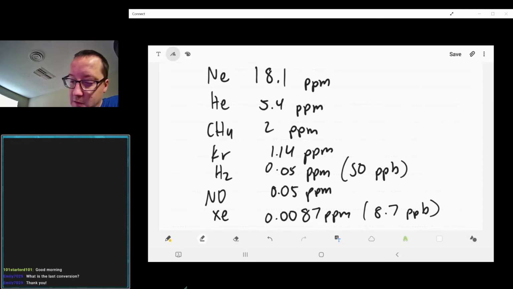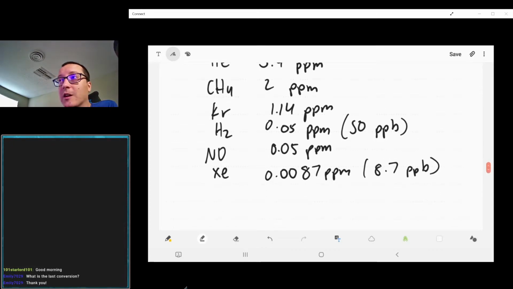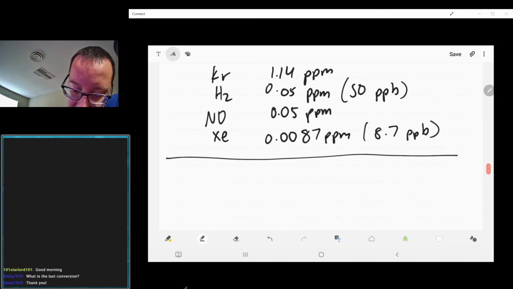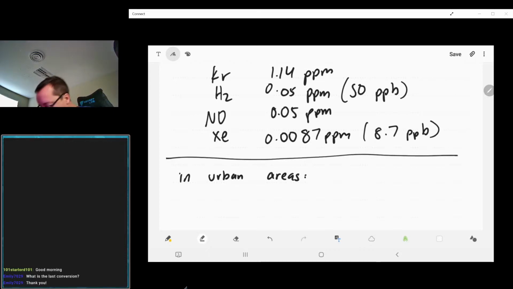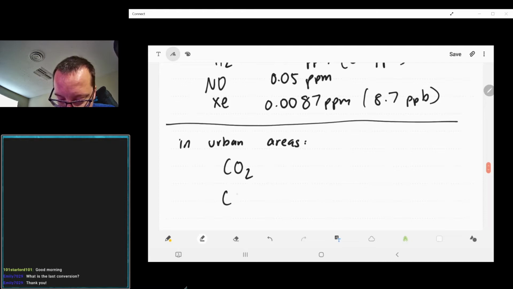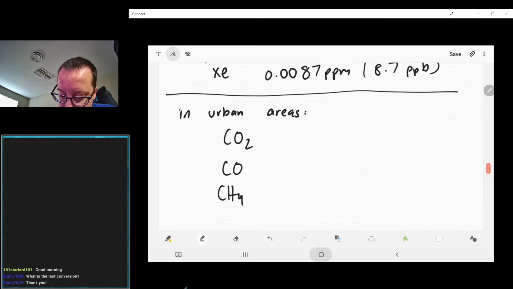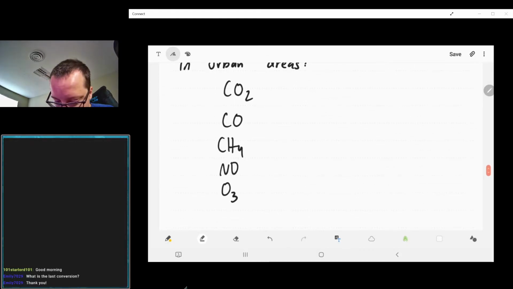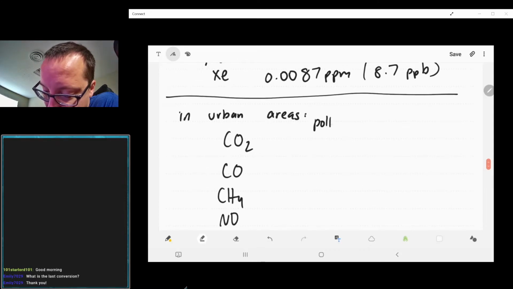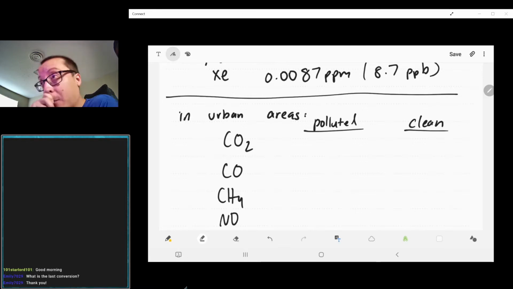All right, pollutants, though, we can talk about. So these are just in normal air, what we would have if we were to go to some wilderness location and sample the air. This is approximately the proportion we would get. However, we're going to see in urban areas we have a number of pollutants here. So when we talk about carbon dioxide, carbon monoxide, methane, nitric oxide, ozone, and sulfur dioxide, we're going to see that these become significantly higher than they would be in clean air. So we can see in polluted air versus clean air what the ranges of these are going to be.